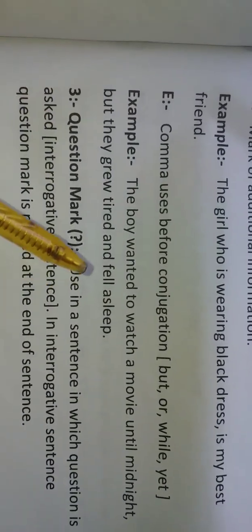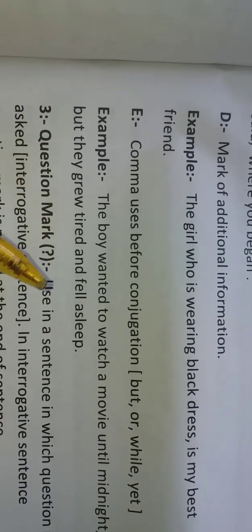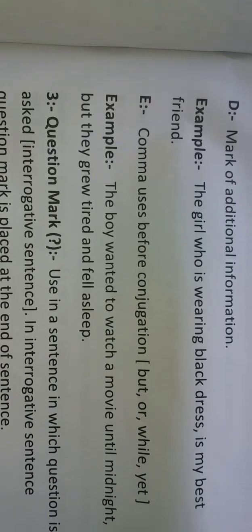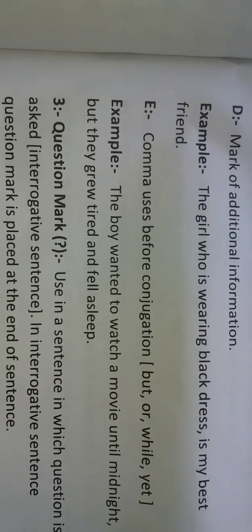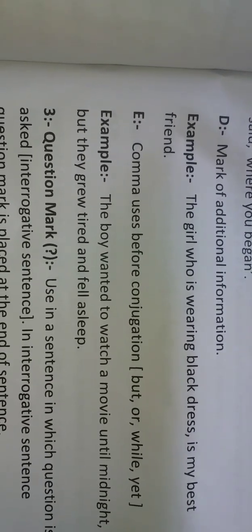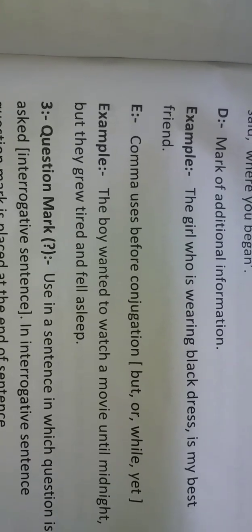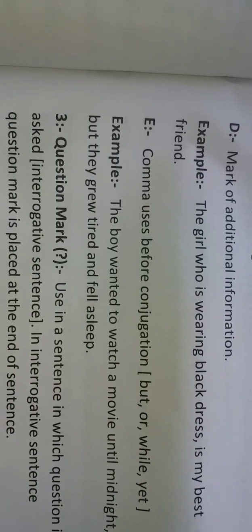As you see in the example, the boy wanted to watch a movie until midnight but they grew tired and fell asleep. Now we put a comma before a conjunction. So there is a "but" after midnight. The boy wanted to watch a movie until midnight, but so we will put a comma before a conjunction.